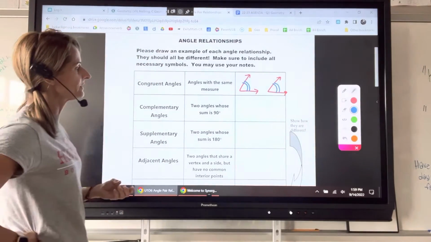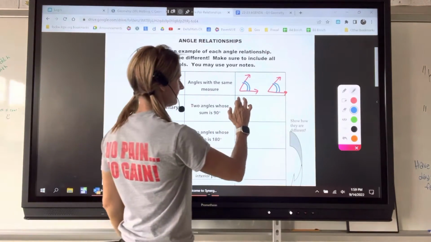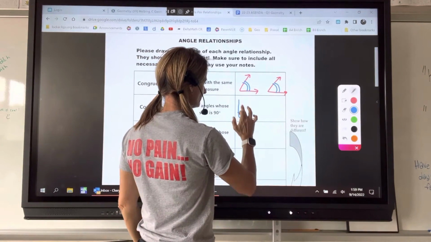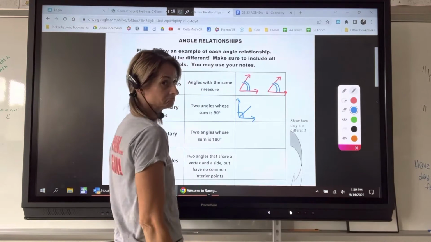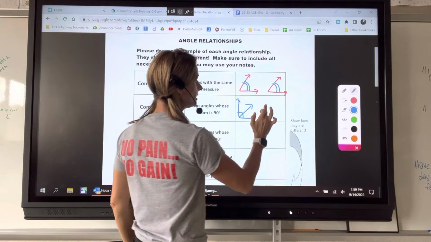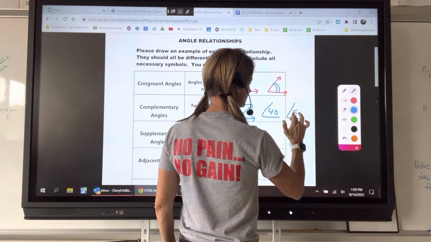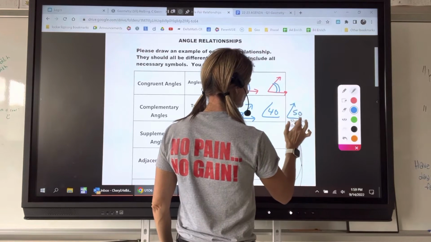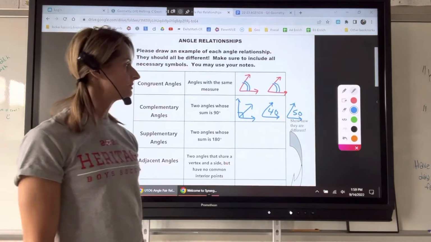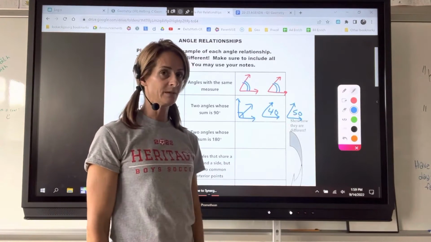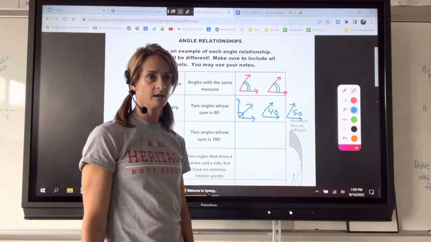Complementary angles, two angles that add up to 90 degrees. So you might have drawn it like this, right angle, and then something like that. That's fine. Or you might have drawn one 40-degree angle and one 50-degree angle, because those are also complementary. Right? Both examples show two angles that add up to 90 degrees. Any questions on that?